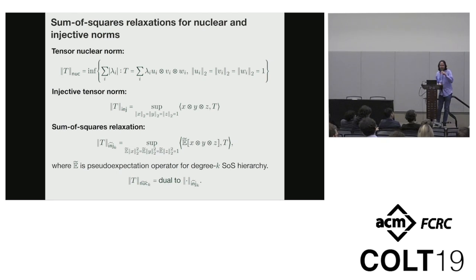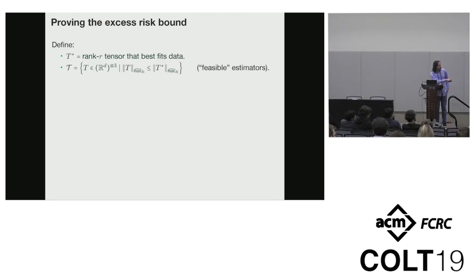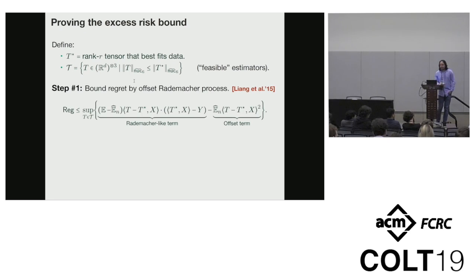So how do you analyze this? Let's define T star to be the best fitting rank R tensor, and we'll define script T to be the set of feasible estimators that come out of our least squares procedure. These just have small SOS nuclear norm relative to T star. There are two parts. The first part is to show that your generalization error is bounded by what's called an offset Rademacher process. This has one term that looks like the usual uniform convergence, but it has a negative quadratic offset that's trying to cancel this statistical deviation term. We want to show that it cancels it enough, and this is where we need new arguments for SOS. This is where the idea of localization comes in.